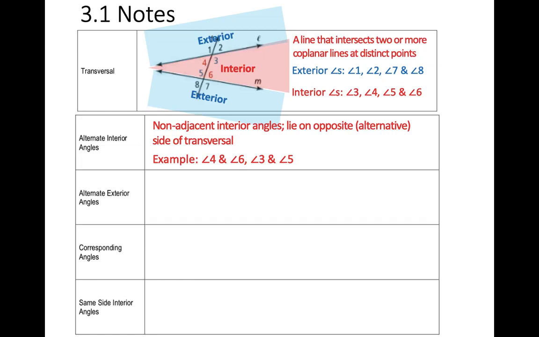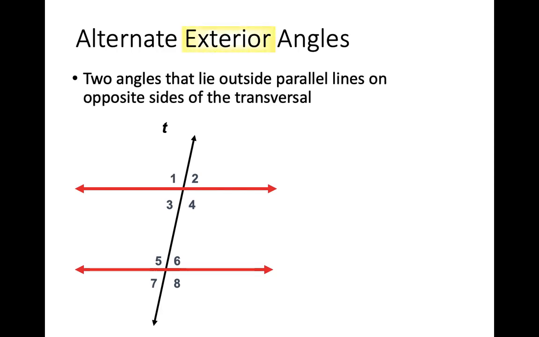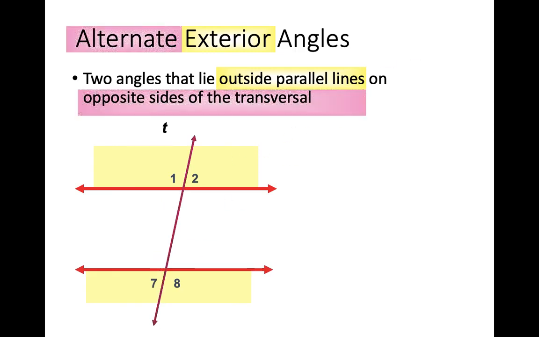Okay, so we just talked about alternate interior angles. The next one we're going to talk about is alternate exterior angles. So what is that one? Alternate exterior angles. Okay, so that means that they're on the exterior. So those are the ones that are possible. Let's get rid of these. And then alternate means opposite sides of the transversal. So in this case, it would be 2 and 7 and 1 and 8 because they're on the opposite sides. That's what alternate means, is opposite sides. And they're on the exterior of those angles.